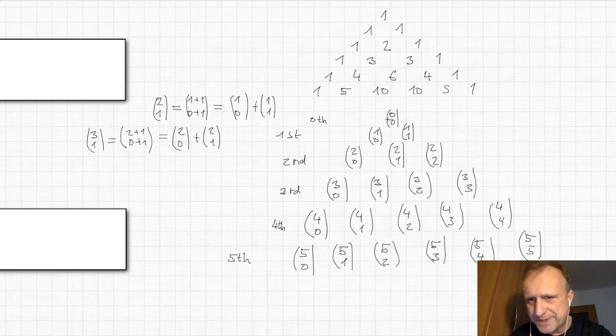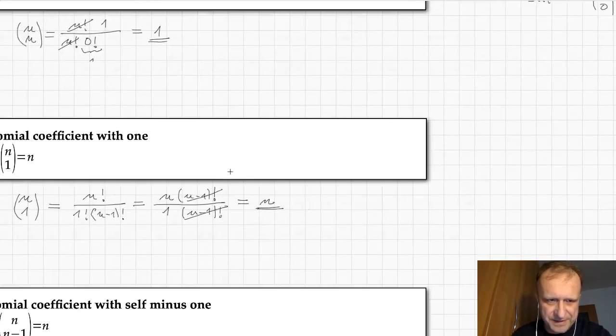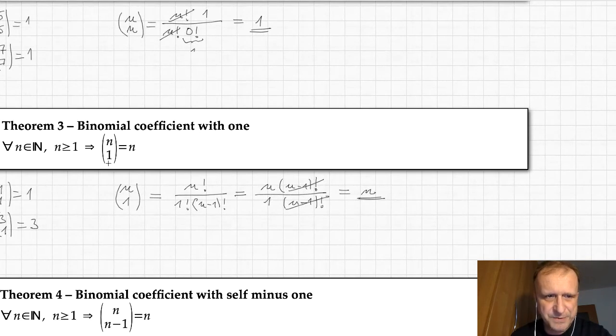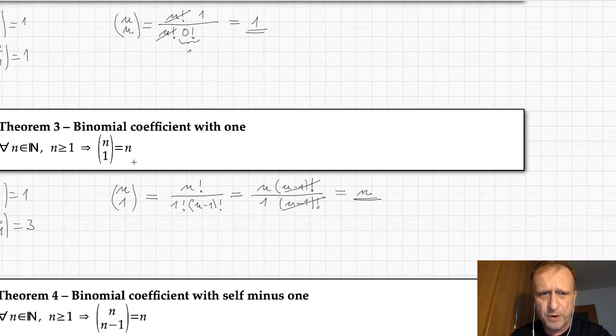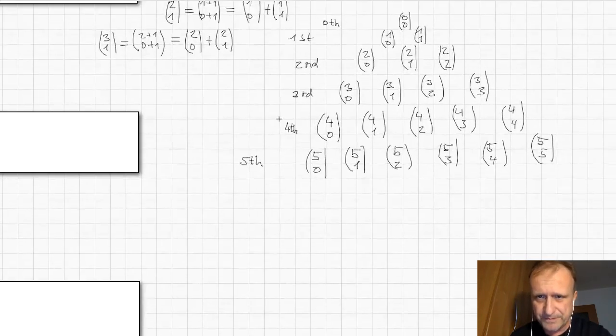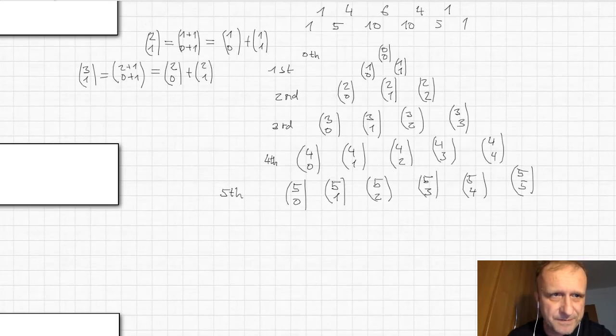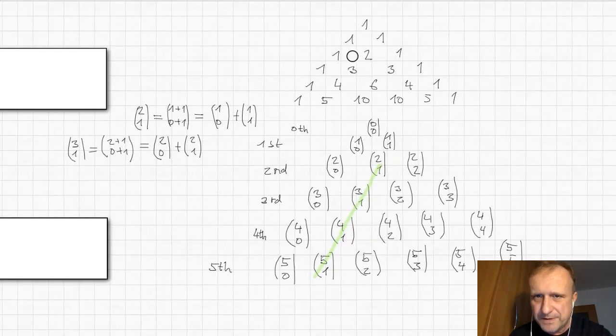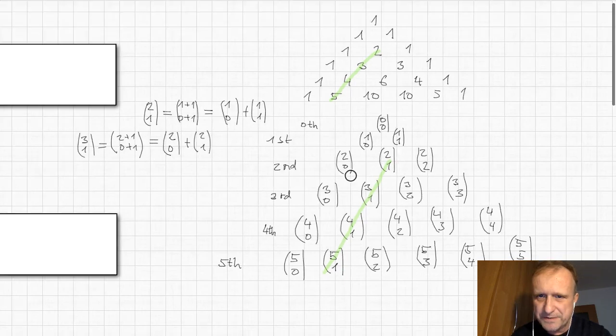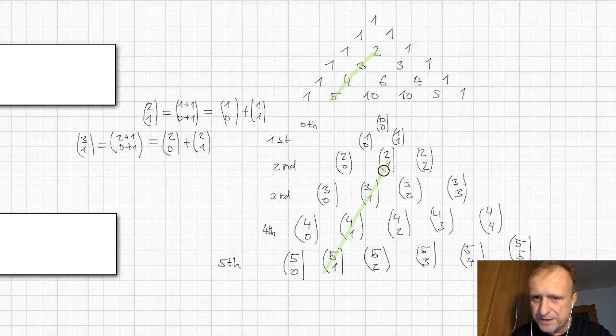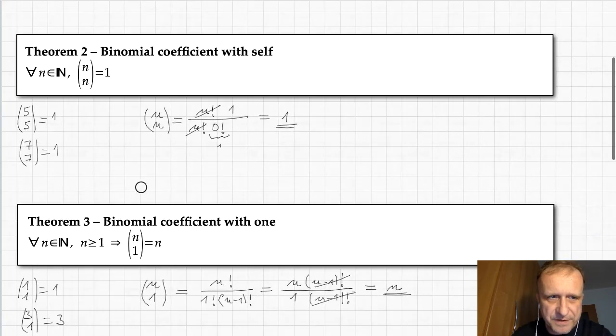The second theorem tells you that these numbers on the right hand side, 1 choose 1, 2 choose 2, etc., have to be 1, so these are only ones. Moreover, the third theorem tells you that the numbers which have 1 in the bottom row are always the same as the number on the top. So these numbers here are always the same as the number on the top, so 2, 3, 4, 5, etc. So this is what theorem 3 tells us. 2 choose 1 is 2, 3 choose 1 is 3, 4 choose 1 is 4, 5 choose 1 is 5.